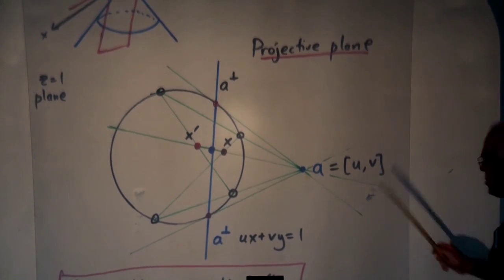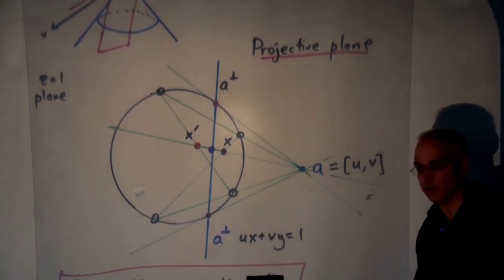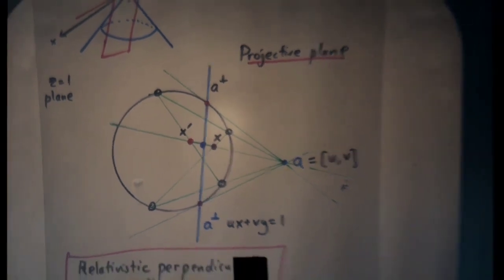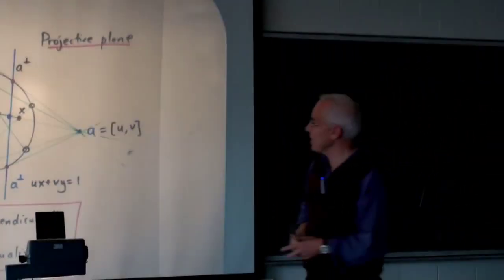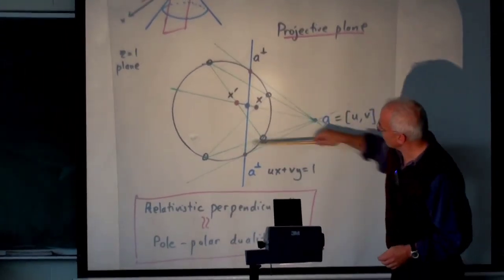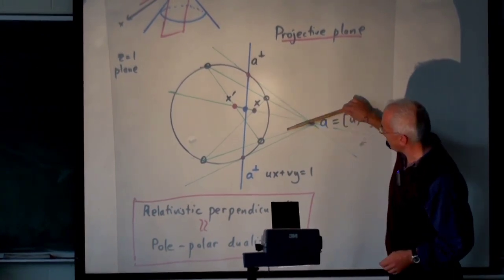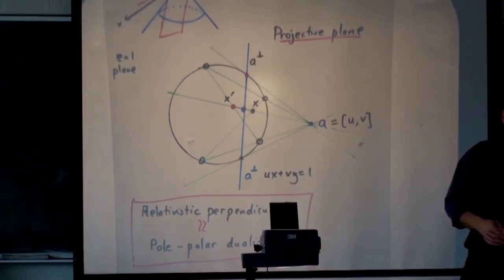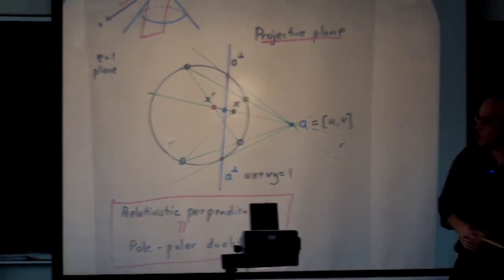And it's a standard relation that this point and this line are related by the so-called pole-polar duality in projective geometry. In other words, if you look at tangents to the unit circle from A, then those tangents meet exactly at the points where that perpendicular intersects the unit circle.